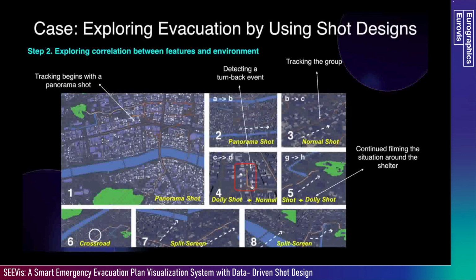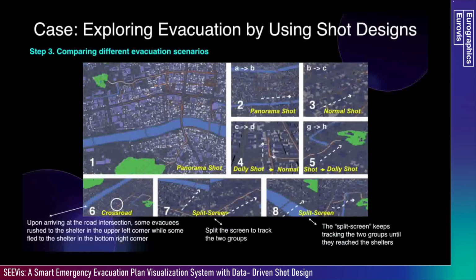After the turn back event, the agents find a way to reach the shelter, and the camera continued to check the group using the normal shot and then the dolly shot. In another case, agents may arrive at a road intersection, and some of them may rush to the shelter in one corner while others run to another shelter. Our system automatically splits the screen to simultaneously check these two groups.